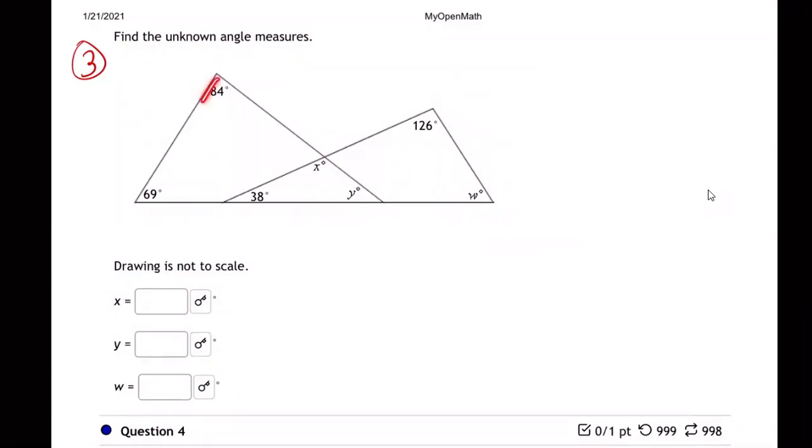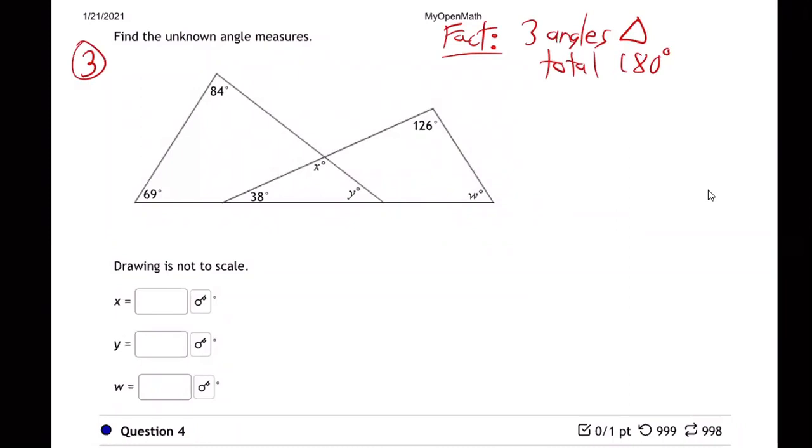We got the triangle on the left, the triangle on the right, and the triangle in the middle. And you remember the key fact, the 3 angles in a triangle total 180 degrees. So for any triangle, the 3 angles have to total 180.